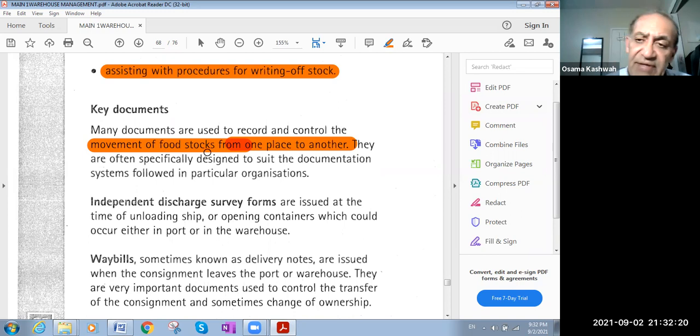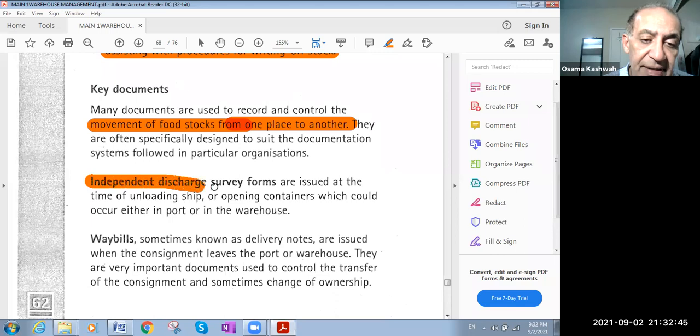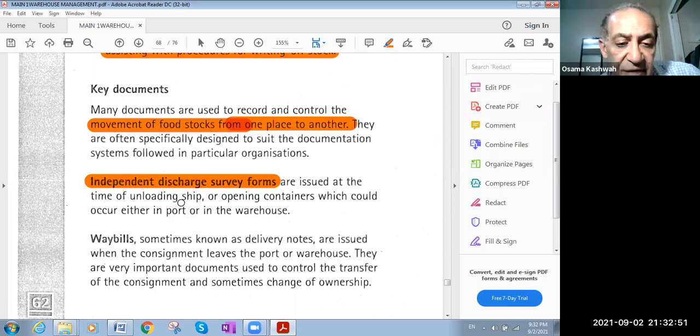Food can be spoiled, but if I talk about raw materials like cement or wood or steel, the precautions and the process are much easier than with food, because food needs special treatment. The documents are often specially designed to suit the documentation system followed. Okay. Independent discharge survey form. This is the first one, issued at the time of unloading a ship or opening containers, which could occur either at the port or in the warehouse.